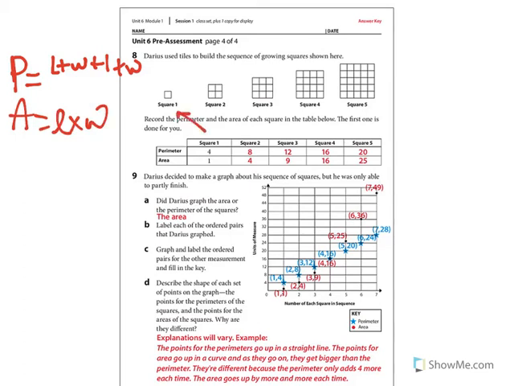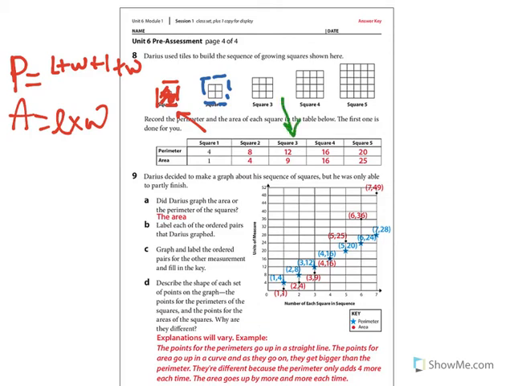So I look at square 1 and I think, okay, square 1 says the perimeter is 4, so this must be 1, 2, 3, 4. And then the area is 1 because there's 1 cube inside. So then I'm looking at square 2, and I think, well, if this is 1, then there's 2, 3, 4, 5, 6, 7, 8. That's my perimeter. Then inside I see 4. That's my area, okay?